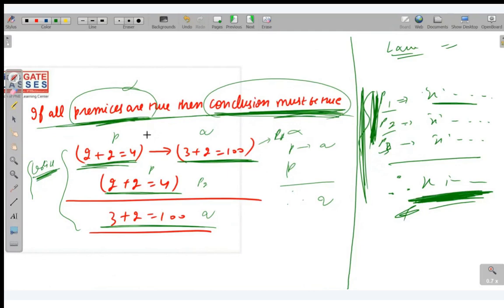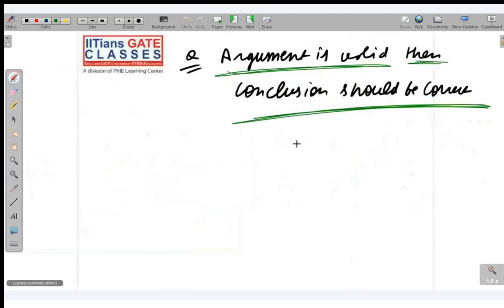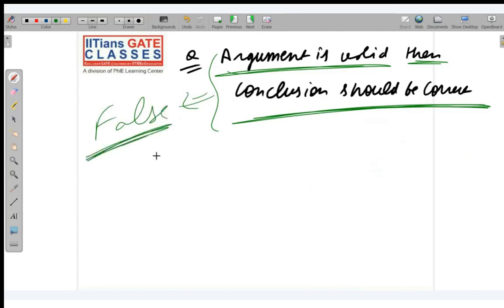or you can say the propositions which you have taken are not correct, then obviously the conclusion may not be correct. So the argument may be valid, but still the conclusion is not correct. So I'm saying the argument is valid and the conclusion should be correct. This statement is false. This statement is okay: conclusion may or may not be correct.